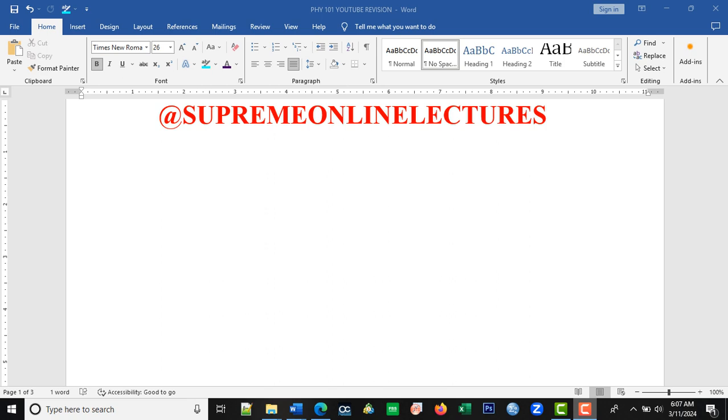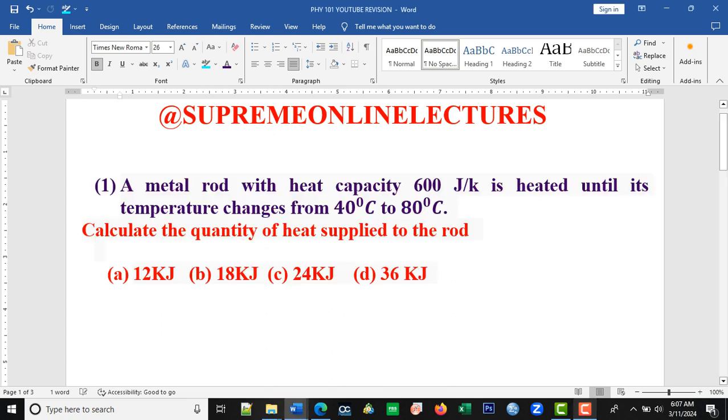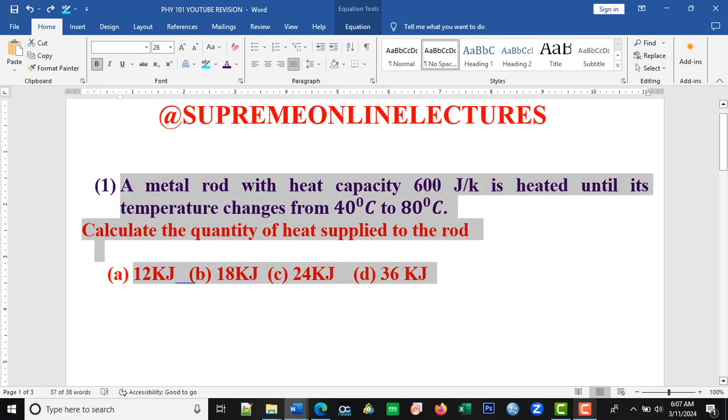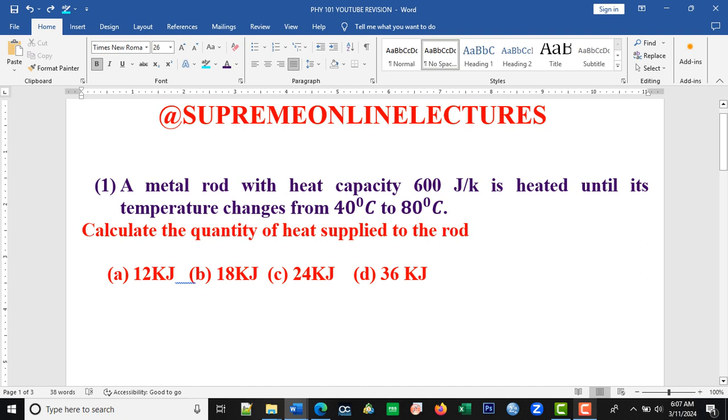In this class, we are going to solve 11 different examples, and the first one says, a metal rod with heat capacity 600 joules per Kelvin is heated until its temperature changes from 40 degrees Celsius to 80 degrees Celsius. Calculate the quantity of heat supplied to the rod. The options: A, 12 kilojoules, B, 18 kilojoules, C, 24 kilojoules, and D, 36 kilojoules.